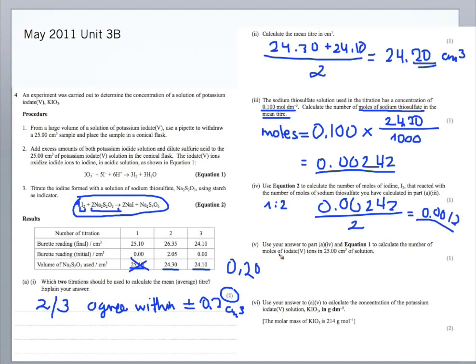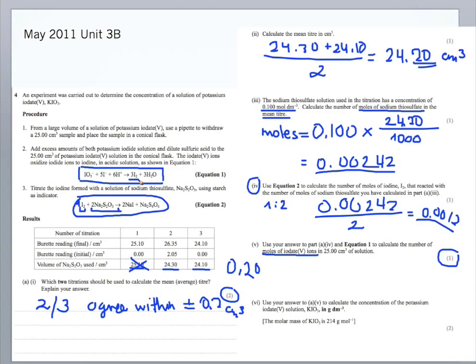And then the next question is saying, use your answers to part A4, which is this one, and equation 1. So now they're asking us to use this equation here to calculate the number of moles of iodate 5 ions in 25 centimeters of solution. So again, we can double check, 1 mark, so it shouldn't be too difficult. So we know we have to use the answer to part 4, so we have to use the moles of iodine.